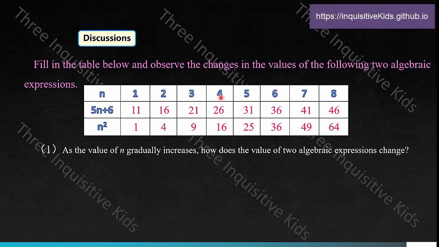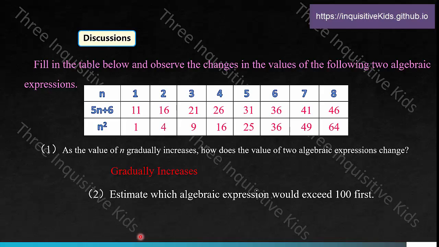1. As the value of n gradually increases, how does the value of the two algebraic expressions change? How does it change? What makes it change like that? Think about it. What makes these values the values they are? And what relationship do they have with the two values before them and after them? Well, it gradually increases.